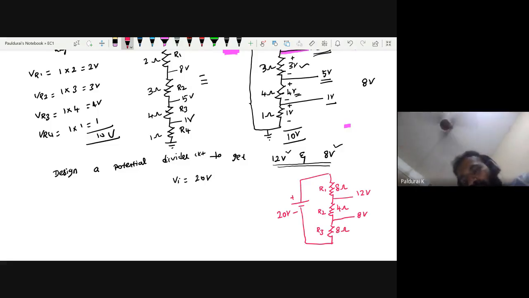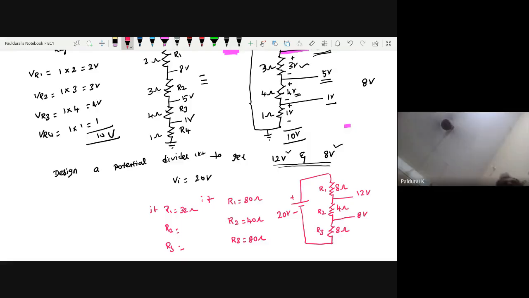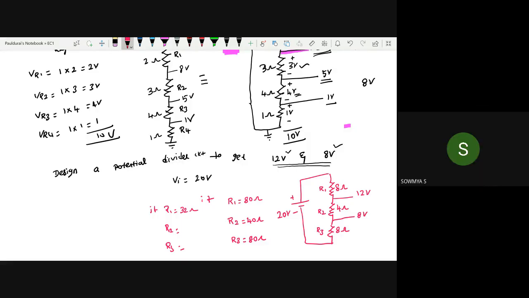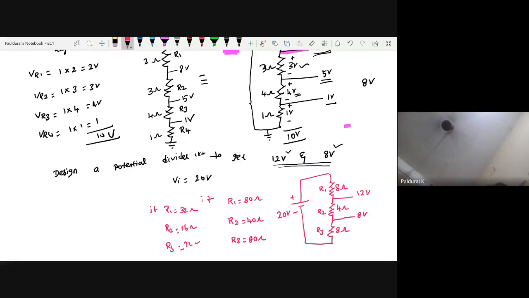So can I take R1 equal to 80 ohm? If I take R1 equal to 80 ohm, what could be the values for R2 and R3? 40. If R1 equal to 40, this is 80. Can I take R1 equal to 32 ohm? If R1 equal to 32 ohm, what is R2? What is R3? 16 and 32. So if you know the concept, then it is easy to play.